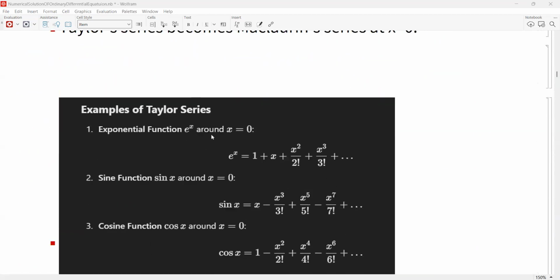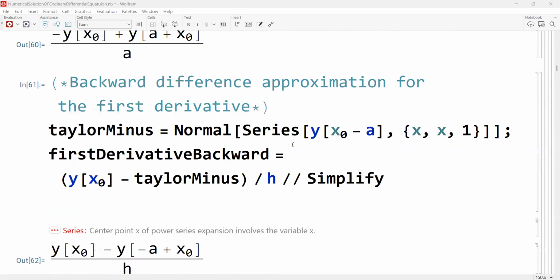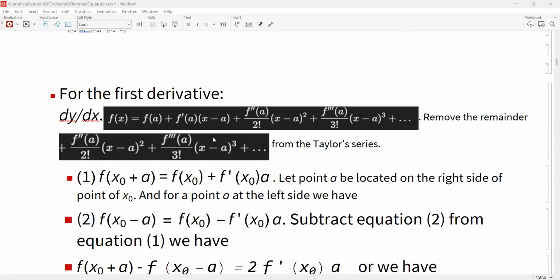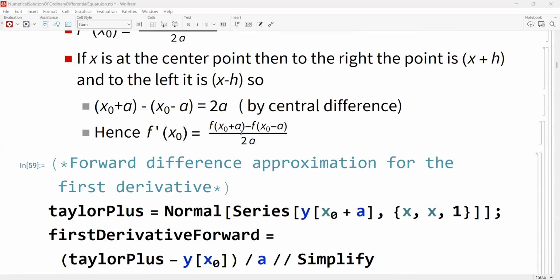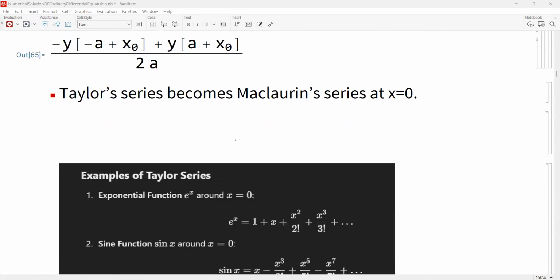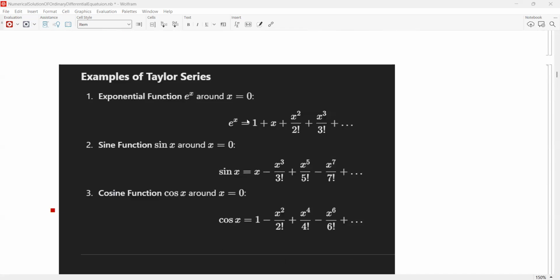Okay, so let's continue. So we have examples of a Taylor series here, but it is already a Maclaurin series because x here is equal to 0. Okay, so exponential functions. Now this comes from the Taylor series. If we substitute in the formula here, so we have the formula here. If we use this formula, we can also have this exponential function, expanding e to the x in terms of x here.